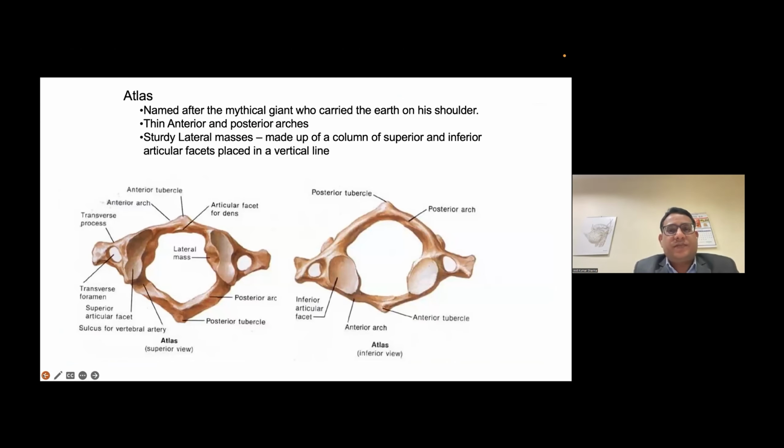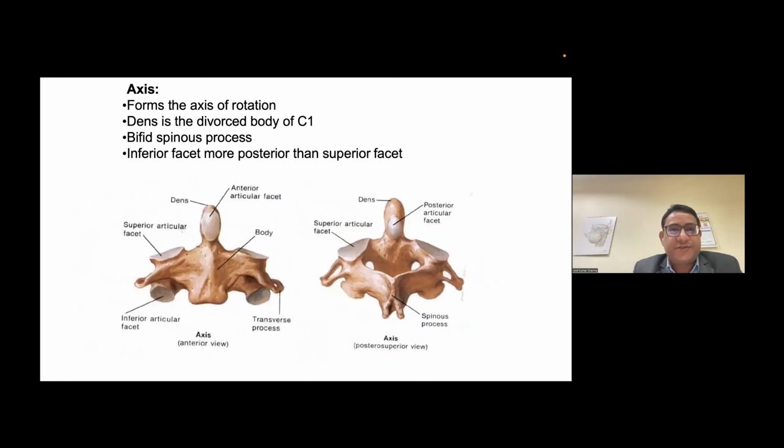So first, let's understand the brief anatomy of C1 and C2 and the craniovertebral junction. C1 is an atypical vertebra, and there is no body, and there are two lateral masses which are joined by anterior and posterior arcs. So our area of interest here is the sulcus for the vertebral artery. There we can see the transverse process, transverse foramina, anterior arc, anterior tubercle, posterior arc, and sulcus for the vertebral artery. And this is the inferior view of the atlas.